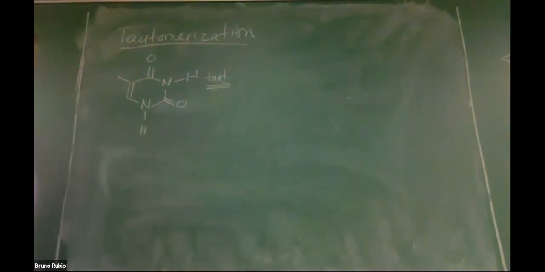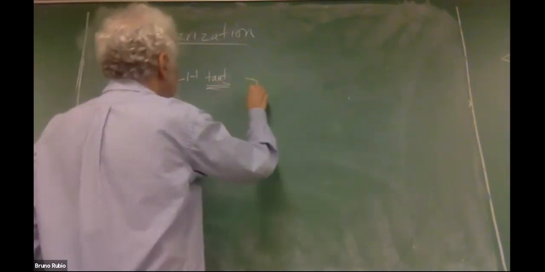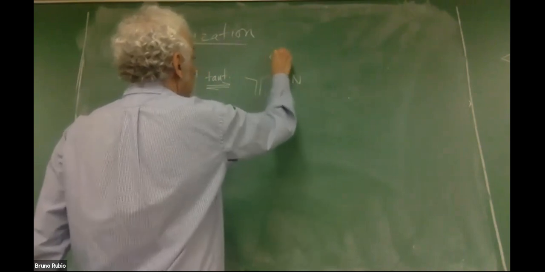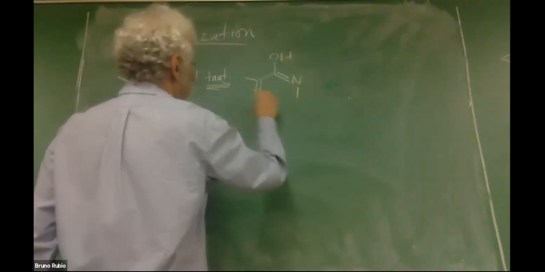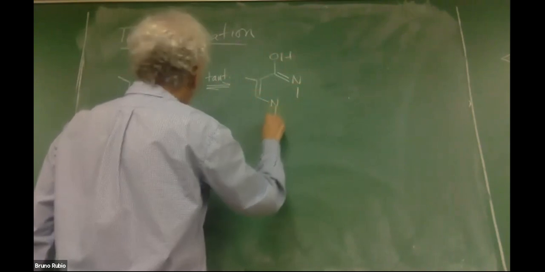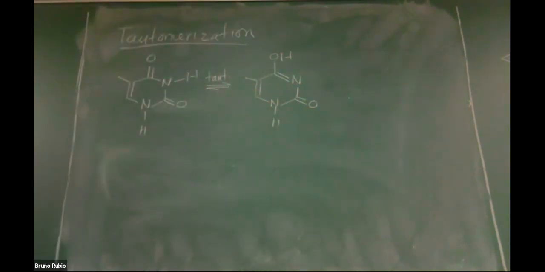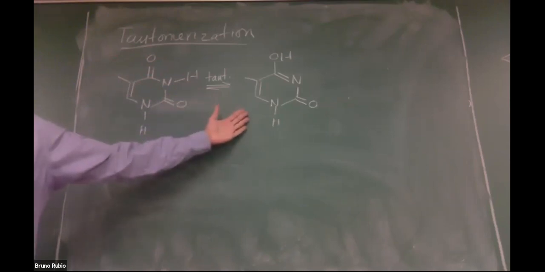I'm going to write TAUT above the arrow showing it's a tautomerization. The double bond and the single bond change places, and the hydrogen jumps from one end of the double bond to the other end, from one end of the unit to the other end. So there would be a tautomer.